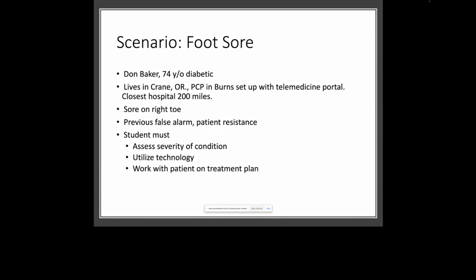He's calling about a sore in his right toe, but he's not going to just drive to Bend, because when the student sees this picture, which I'll show you, they said you should really see someone besides just a clinic visit. You should go to Bend, Oregon. But the patient refuses, because he went to Bend a month ago, cost him a lot of money to drive that far, and he's not going to do it. So the student has to see what's going on, assess the severity correctly, utilize technology with the stumbling block, and then work with the patient on a treatment plan.